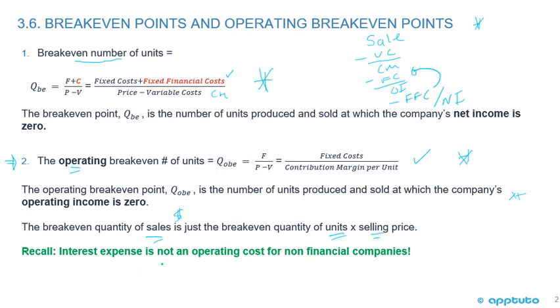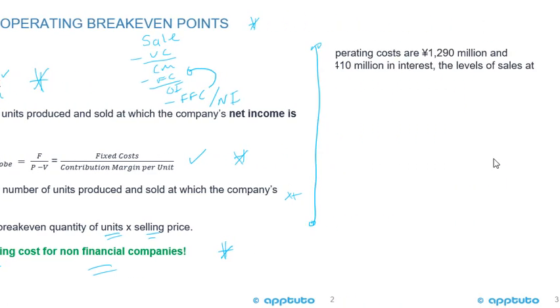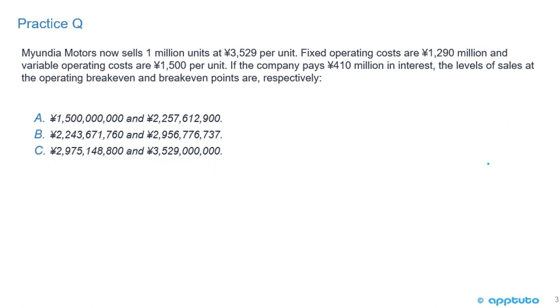So recall, interest expense is not an operating cost for non-financial companies. That's something that we learned from the accounting in the income statement section, okay? So be very careful here regarding the reading of the questions to see whether it's talking about the operating break-even or just the break-even. That word operating is so key. So we'll just finish this LOS with a practice question as we often do.